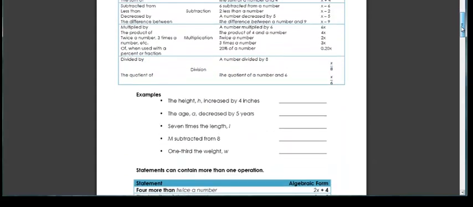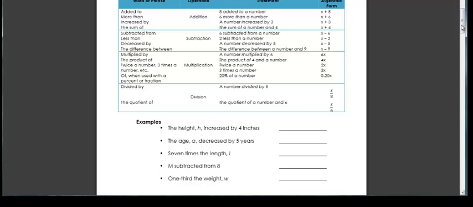Okay, so let's do a couple of examples. I'll try and leave the table up there as well. We get the height, and it tells you h, so it wants you to use that as your variable. So the height h increased by 4 inches. Increased by, if you go up to our table, is in the addition section. We have an example statement, a number increased by 3, that would be x plus 3. So in this case, we have the height increased by 4, so that would simply be h plus 4.